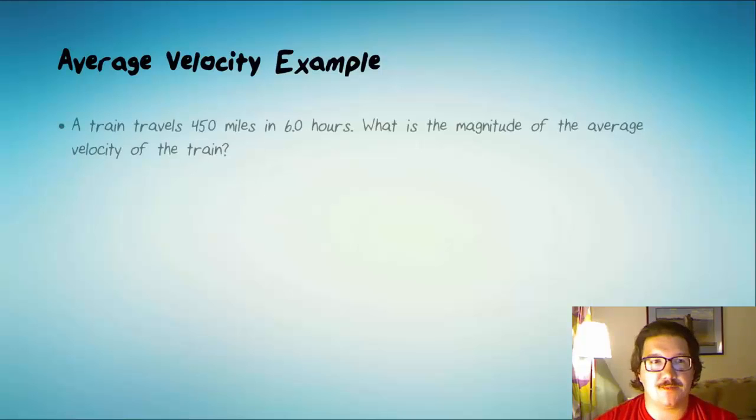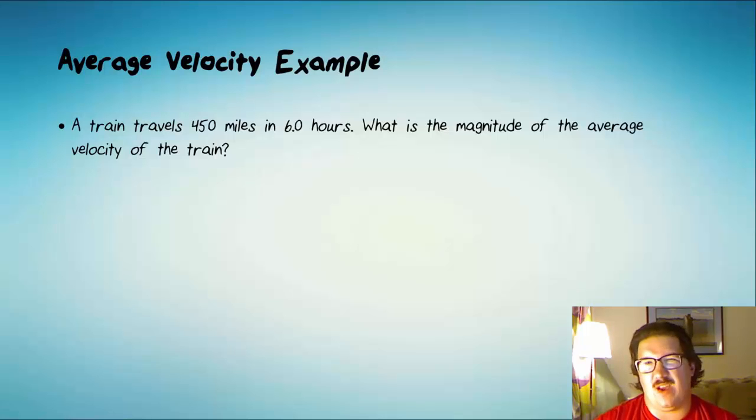Let's take a look at a couple examples. A train travels 450 miles in 6 hours. What is the magnitude of the average velocity of the train? Notice I'm asking for the magnitude of the average velocity. We don't know which direction this train is traveling, and we don't care.